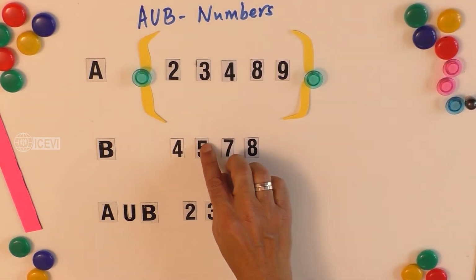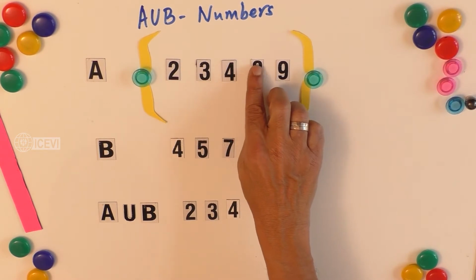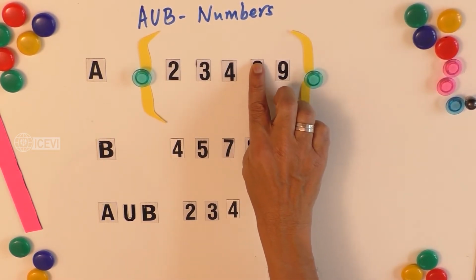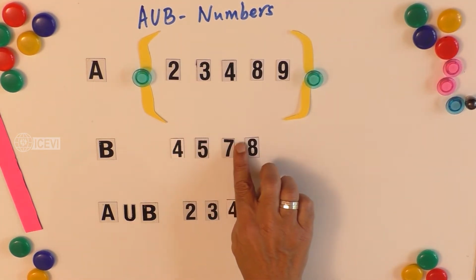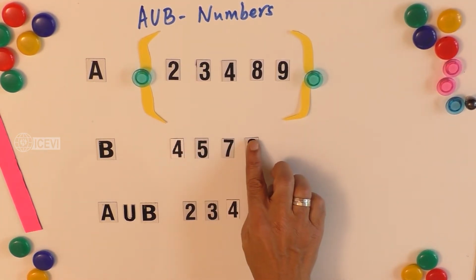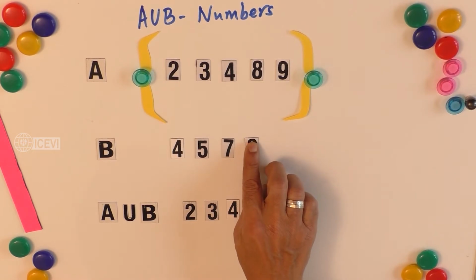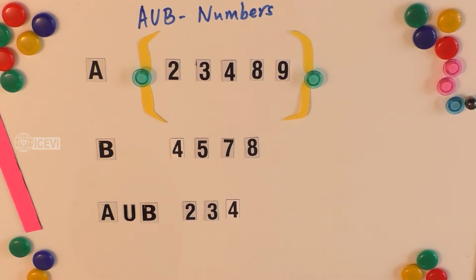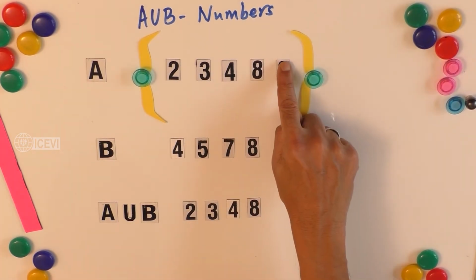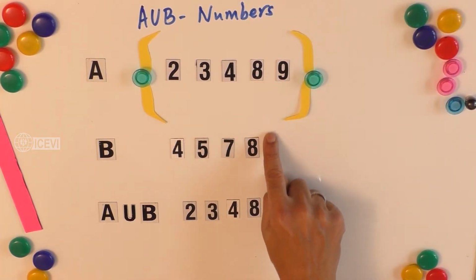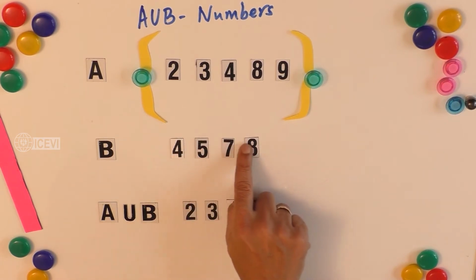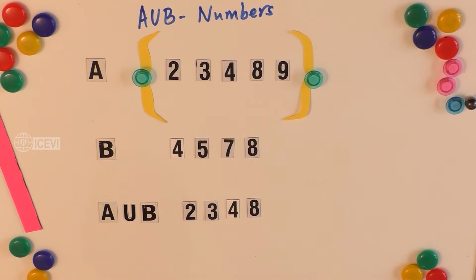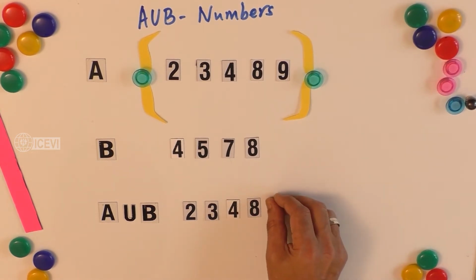Okay, now let us go for the next number, 8. Can you find 8 in set B? Yes, 8 is found in set B. So that means you have to just put one 8 there. Then what about 9? Is 9 found in set B? No, it is not found in set B. So that means 9 becomes a distinct category.